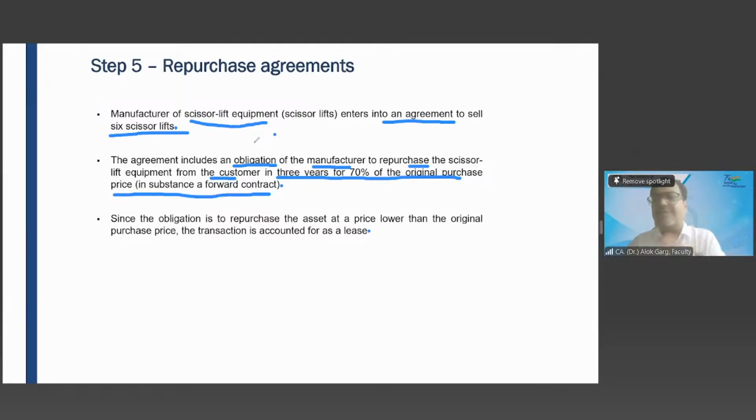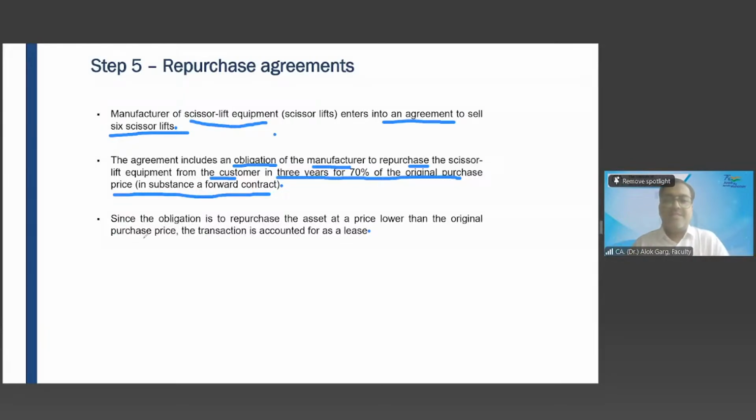So what kind of transaction is this? Is it a sale purchase transaction or is it something else? Is it a lease transaction? It is a lease transaction. So this customer has paid 100 rupees. 70 rupees this customer has given as a security deposit. And 30 rupees this customer has paid as an advance lease rental. In 3 years, this advance lease rental of 30 rupees will become lease rental income for this manufacturer. And at the end of 3 years, this manufacturer will refund the deposit and get back the lifts.